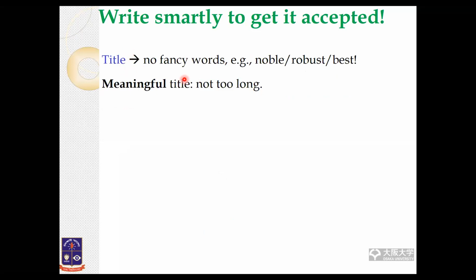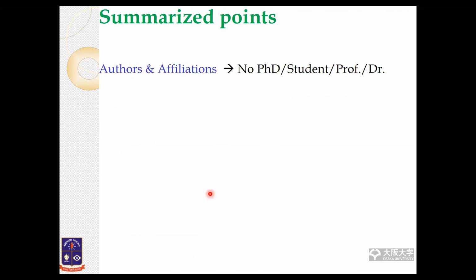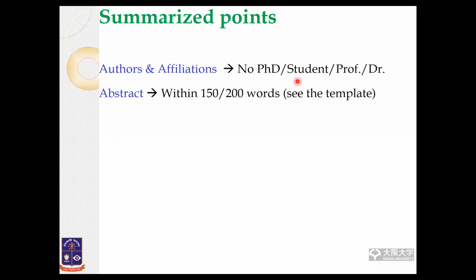Now, regarding the title: no fancy words. Don't write novel work or robust work or best work. Make it meaningful, not too long. In the IEEE Transactions, if you look, they mention that some of the words should not be capitalized, and so on. Summarize points like authors or affiliations. No PhD, like sometimes in the author section we write PhD student, professor, doctor. You shouldn't do that, I mean, you must not do that. This is important. Abstract is usually 150 words or 200 words. See the template, because nowadays abstracts are normally in one paragraph, but some journals have multiple points to cover in the abstract, so their template is different. Make sure how they arrange it. Keywords: 4 or 5 keywords are mentioned in different journals or conferences.